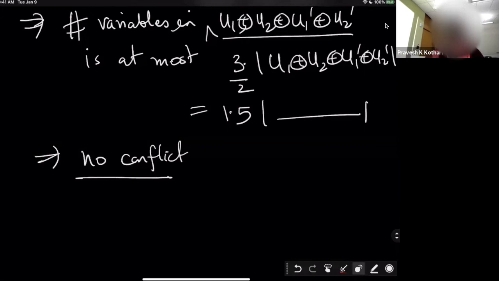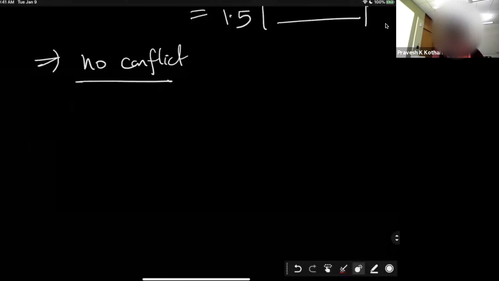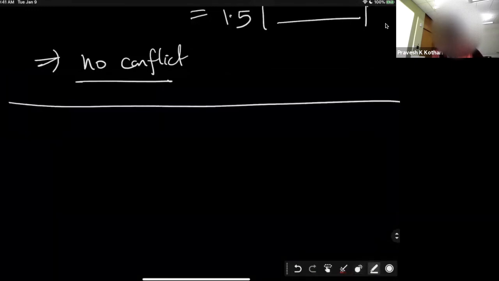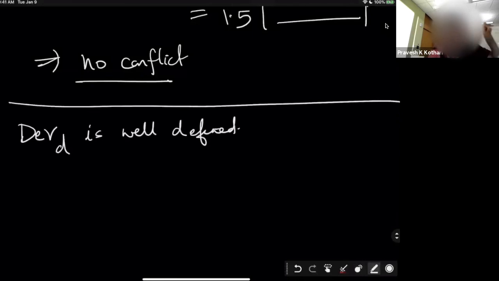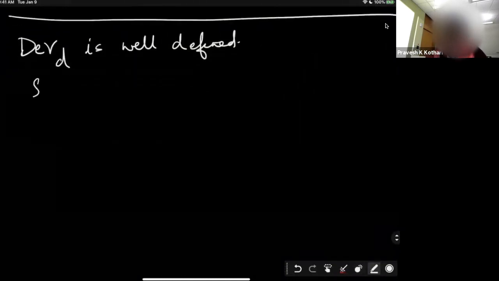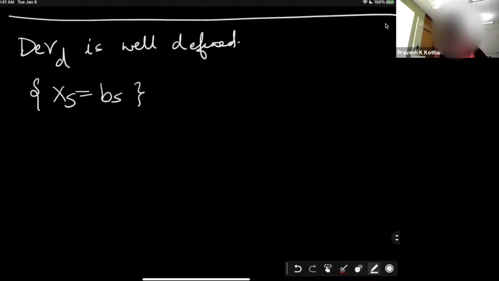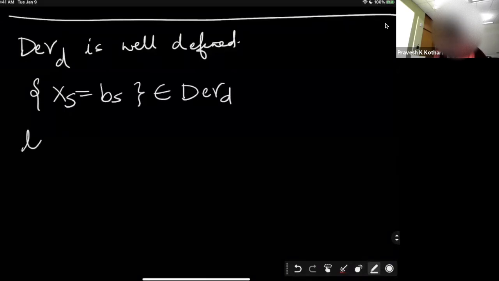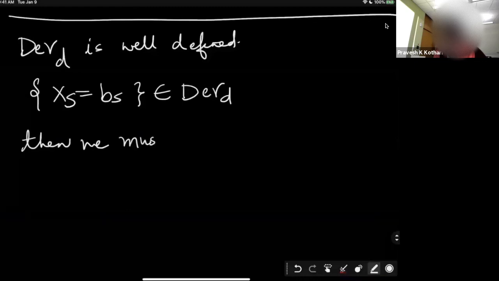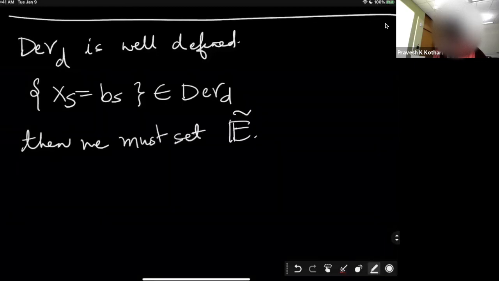But good. So what does it mean? If we stop here, what have we concluded? We concluded that the set D of derivations is well defined. Okay, very good. So now let's go back to how we were defining our pseudo distributions. We said if x_S equals b_S appears in the set of derivations, then we must set the pseudo expectation of x_S as b_S.